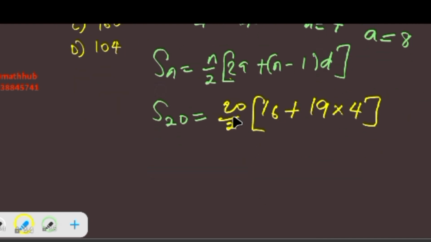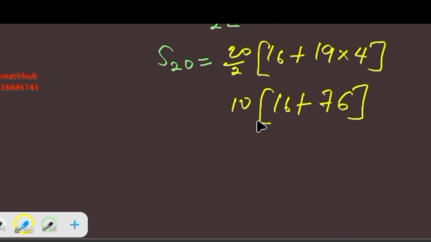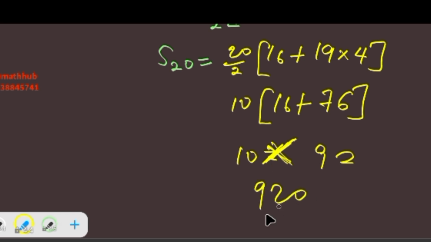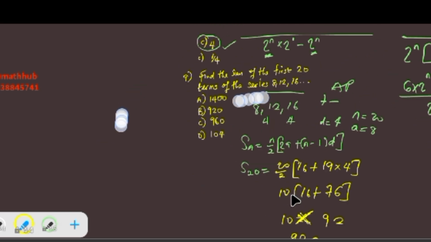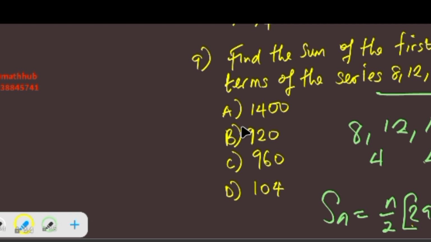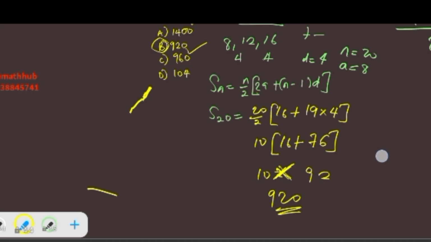So 20 over 2 here will give you 10. You have 16 plus 19 times 4, which will give you 76. So 76 plus 16 will give you 92. So you have 10 times 92. That will give you 920. So check it in the option. You can see it from there. That's 920. Option B.